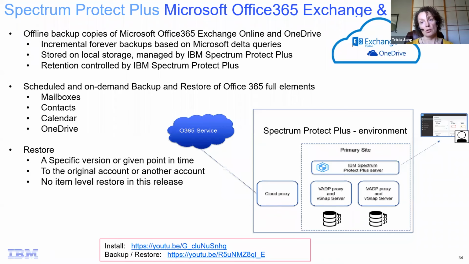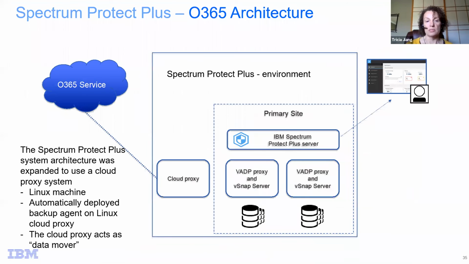What you can do, though, is once you back it up to Spectrum Protect Plus into your VADP proxy, then you can offload it. You can send a copy out to like a deep archive, and I actually have a slide on some of those new features there. I'll get to that in a second, but any other questions on Office 365 before I talk about offloading the Spectrum Protect Plus data?